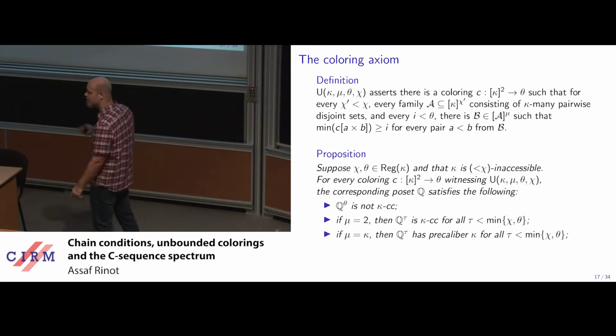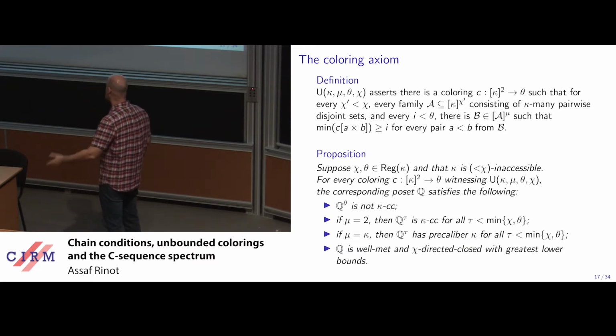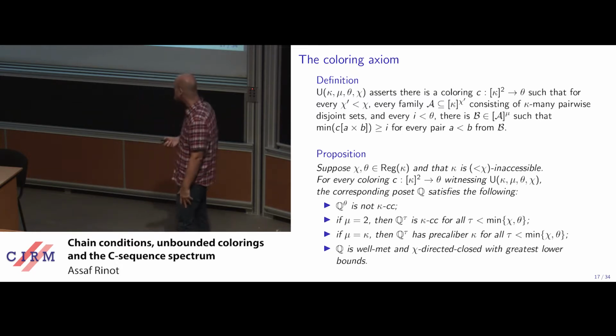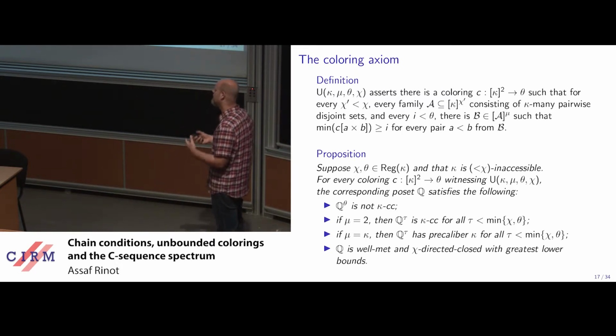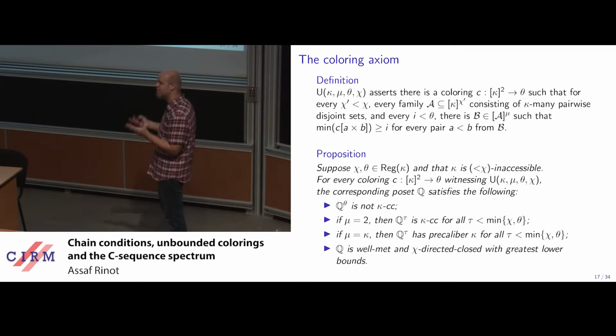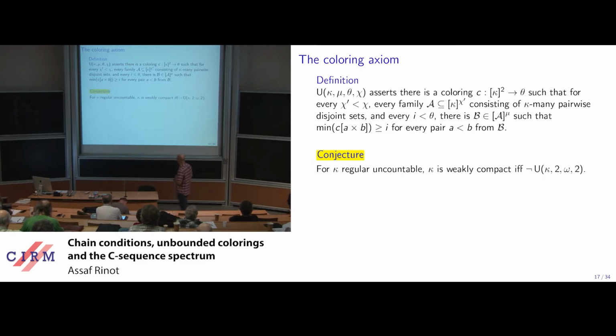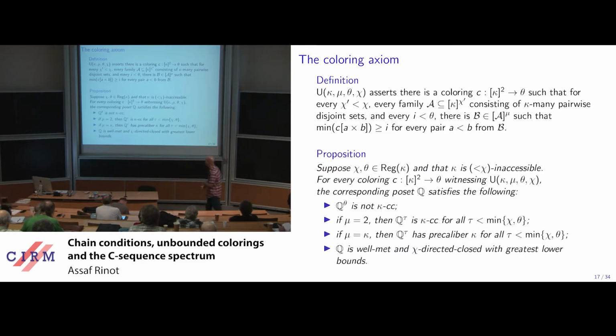And finally, there are more nice features of this poset. This poset is well met, it's Chi-directed closed, it has greatest lower bounds. So this is really a nice axiom. At the moment, it looks promising that maybe we can use it to produce counterexamples in ZFC. So 2 is always about getting chain condition, and kappa is getting kappa many, and so this is like clusterness. Any other questions?